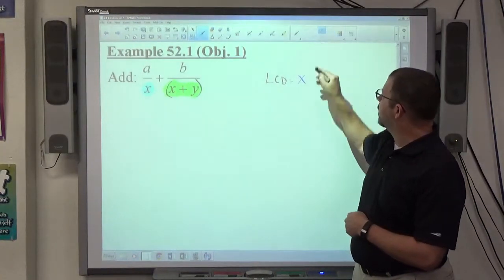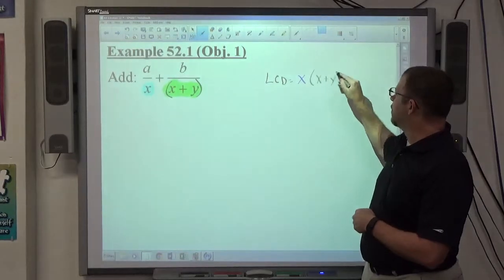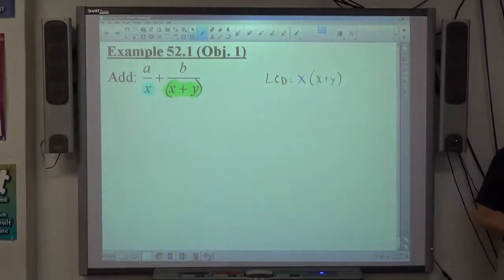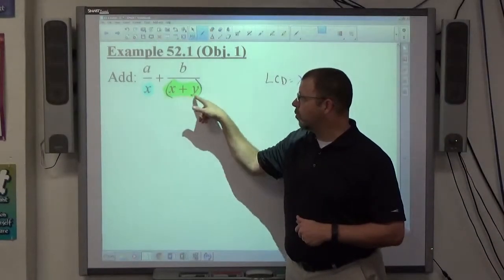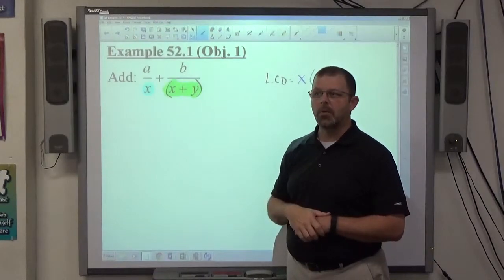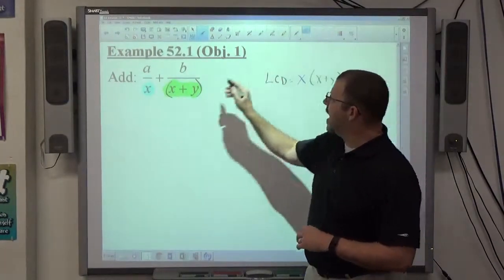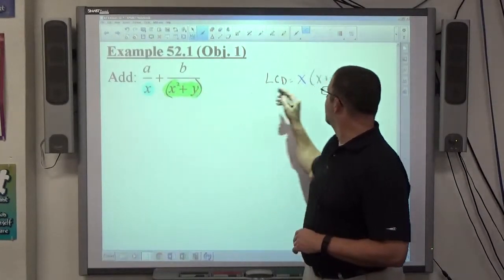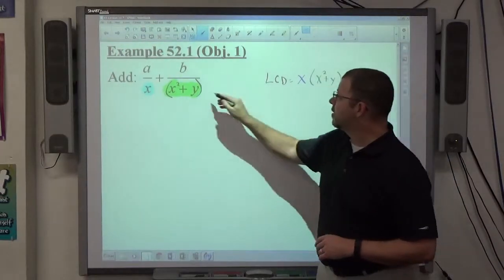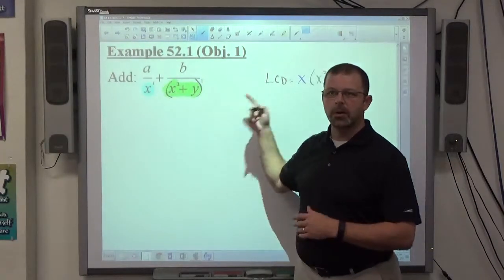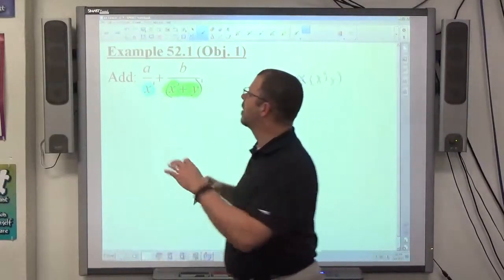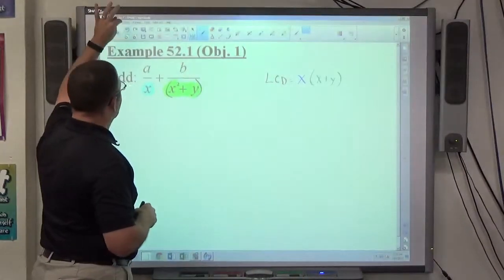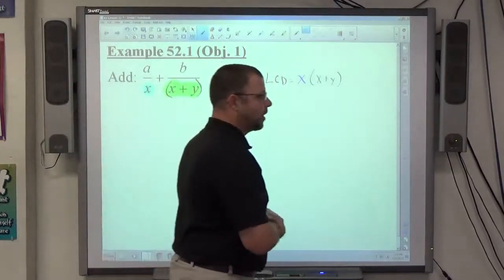X is one factor, x plus y is the other factor, and we're supposed to take the highest power that occurs for either factor. So looking at x, this x is to the first power, this quantity x plus y is being raised to the first power also. Even if this said x squared plus y, it's still the first power, this is still the first power. That square there doesn't have any effect on this right here when we're trying to find the least common denominator. Keep that in mind.